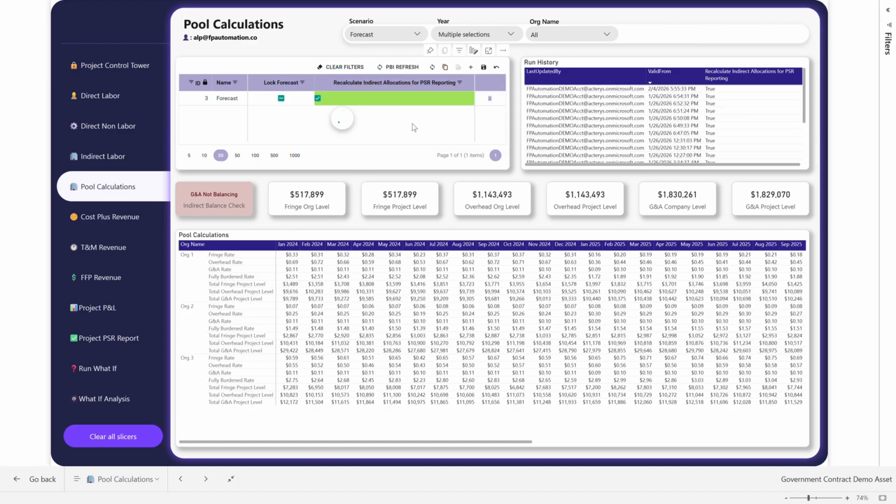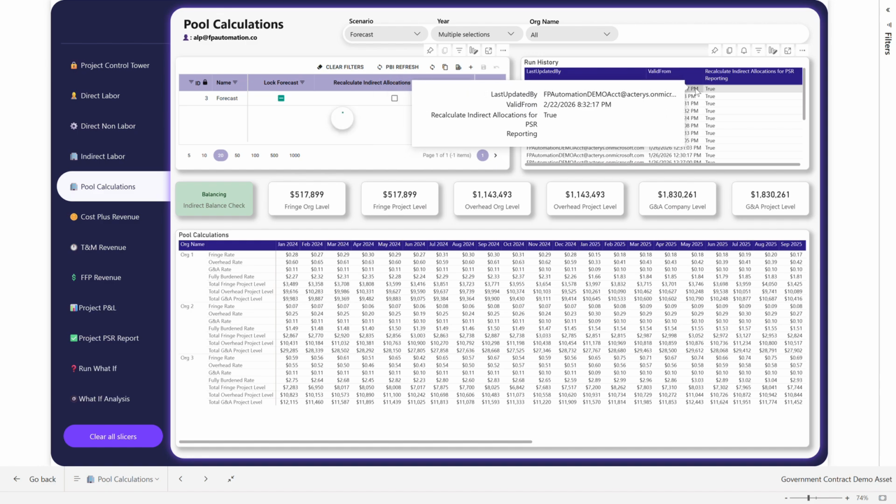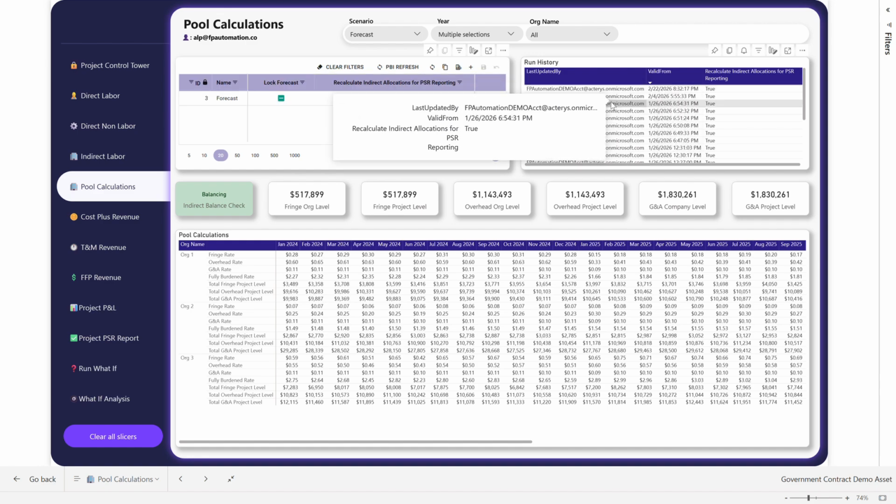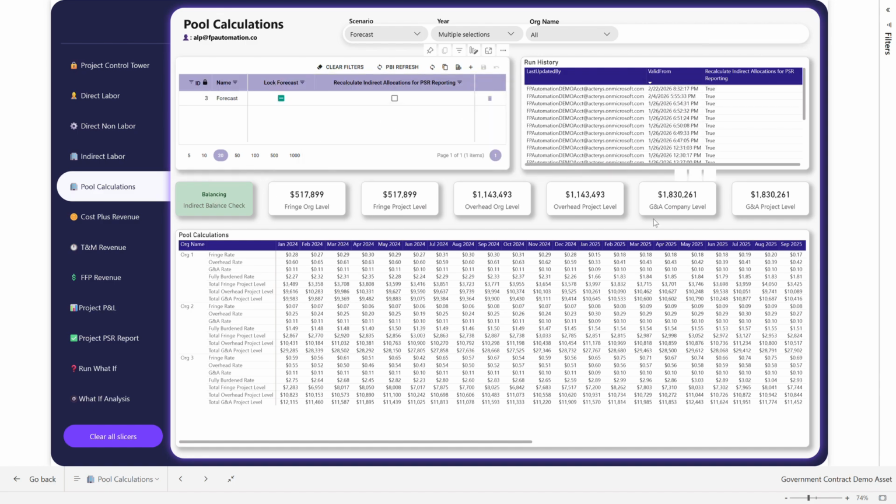So when I hit save right here, and I go ahead and rerun this calculation, which should take no more than a few seconds here, we can see that the calculation has now ran. We can see that that's now valid. Then we can see we're now balancing.